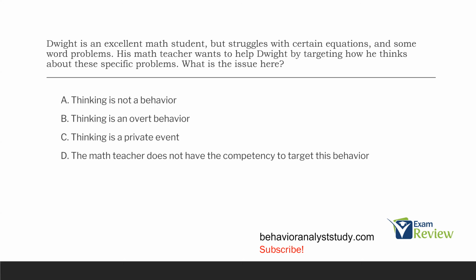C, thinking is a private event. Yes, we're not going to try to target this private event. Can't observe it, can't really measure it, it's going to be difficult to change. And then D, the math teacher does not have the competency to target this behavior. Sure, she does, right? She's a math teacher teaching this math student. The problem is thinking is a private event. It's going to be very difficult for the teacher to write a good goal, to measure that goal, observe that goal, and really change this behavior. So we need to try to find something that's public, observable, and measurable.